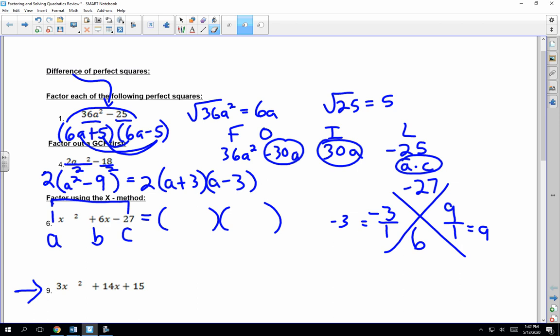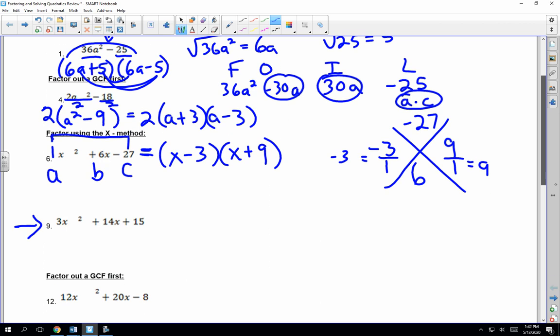So I just pair each of those with the variable. So I have x minus 3 and x plus 9 as my two factors. And if you use the distributive property, multiply those out and simplify, you'll get x squared plus 6x minus 27. That's why I have the equal sign here.